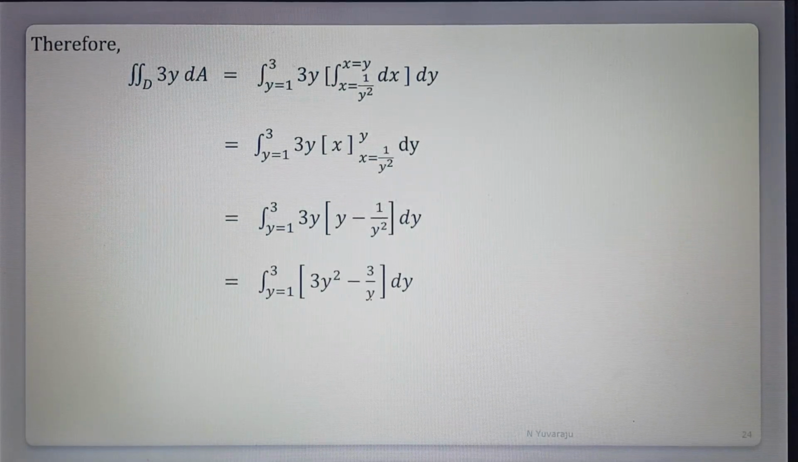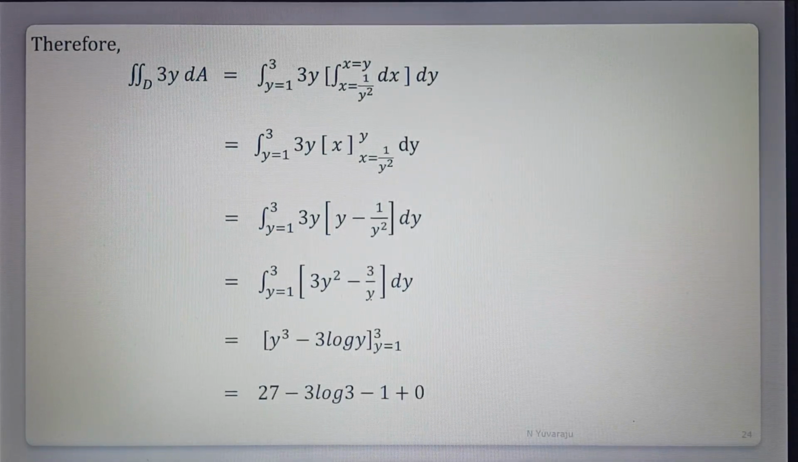So that is equal to, first multiplying, the integral from y is equal to 1 to 3 of 3y square minus 3 by y. That is equal to the integral of y square, which gives y cube by 3, 3 and 3 cancel, minus 3 into the integral of 1 by y, which is log y. So substituting the upper limit 3 and lower limit 1: 27 minus 3 log 3 minus 1 plus 0. Okay? That is equal to 26 minus 3 log 3. This is the required result of the given integral.